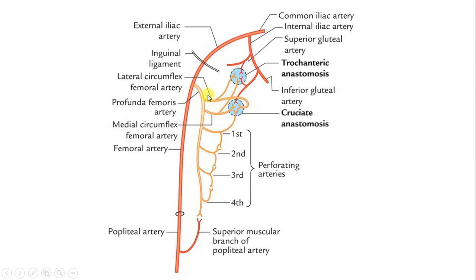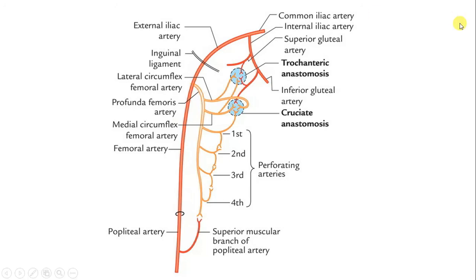So here are the branches. The first branch is the lateral circumflex femoral artery, then the medial circumflex femoral artery, and then the four perforators, first, second, third, and fourth perforators. Perforators means they will perforate the adductor magnus muscle, and they will anastomose with each other.